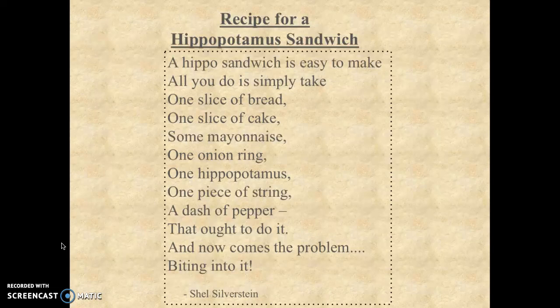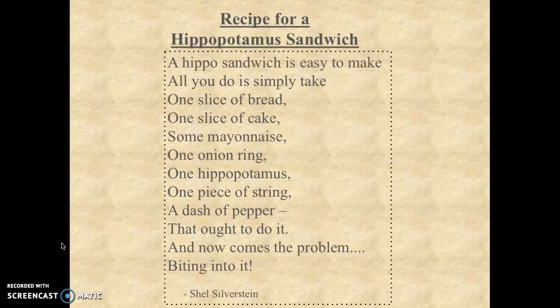A hippo sandwich is easy to make. All you do is simply take one slice of bread, one slice of cake, some mayonnaise, one onion ring, one hippopotamus, one piece of string, a dash of pepper. That ought to do it. And now comes the problem, biting into it.